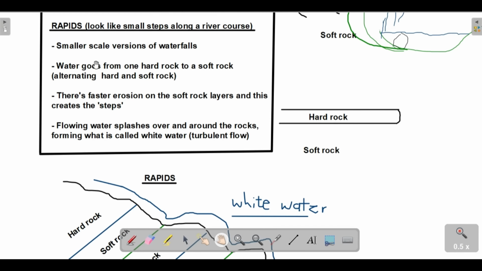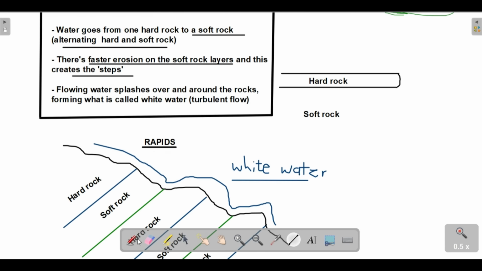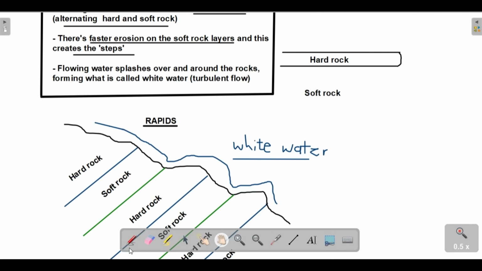Okay, so water goes from one hard rock to a soft rock. We say these are alternating hard and soft rocks, and there's a faster erosion, of course, on the softer rock layers, and this creates stairs. Because these softer rocks are easily eroded, that means they are going to get their materials eaten out like that. So you're going to have something that looks like that eventually.